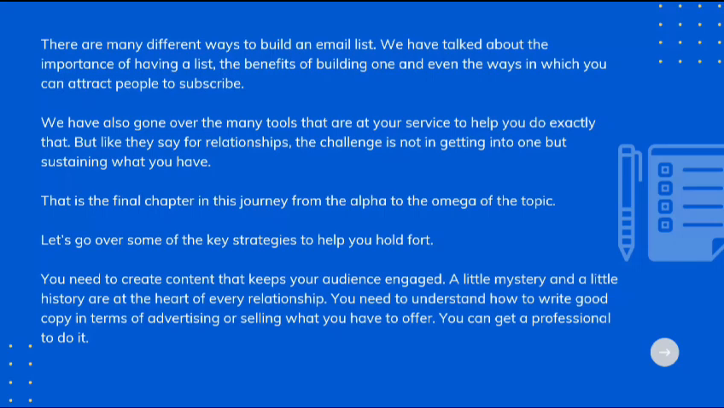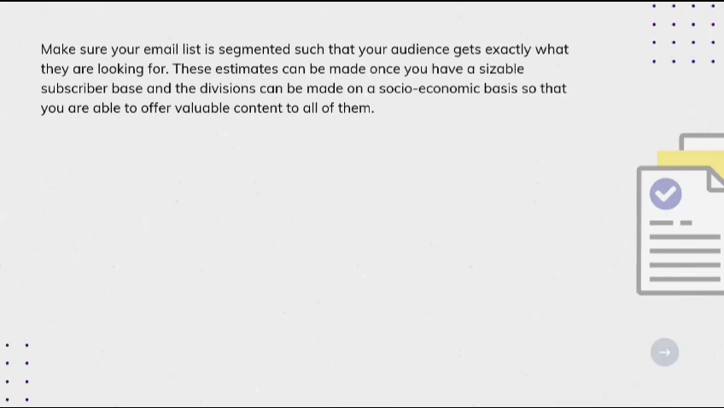You need to understand how to write good copy in terms of advertising or selling what you have to offer. You can get a professional to do it. Make sure your email list is segmented such that your audience gets exactly what they are looking for. These estimates can be made once you have a sizable subscriber base, and the divisions can be made on a socio-economic basis, so that you are able to offer valuable content to all of them.